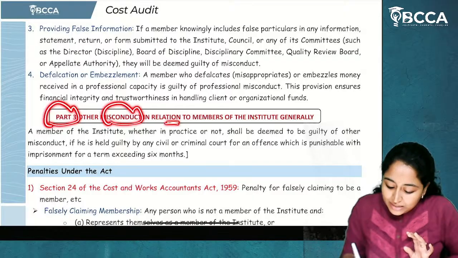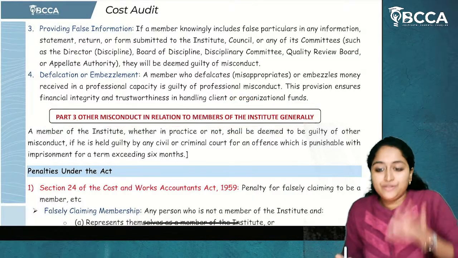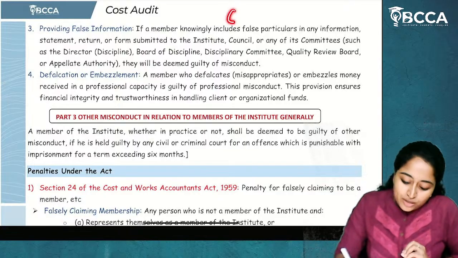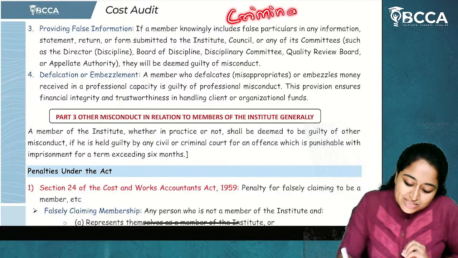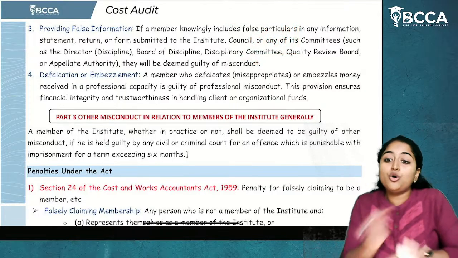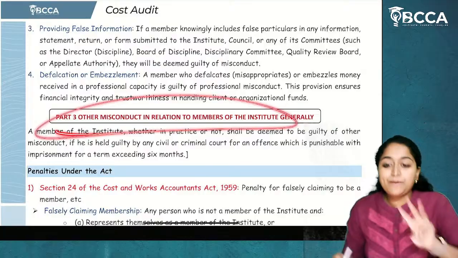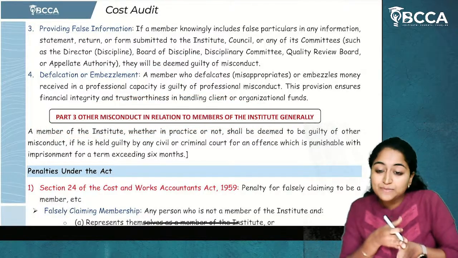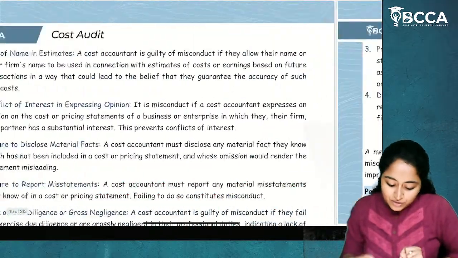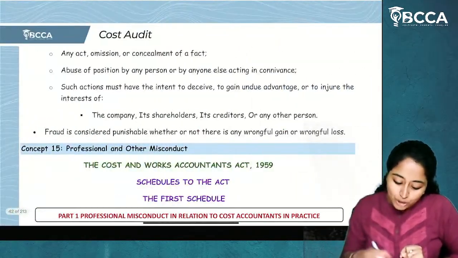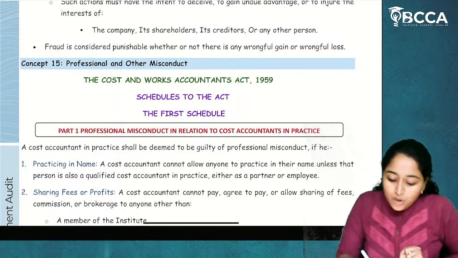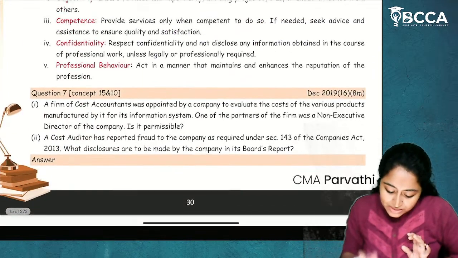Other misconduct in relation to members of the institute generally, which means if you are convicted for a fraud, even as a criminal offense or as a civil offense, and your imprisonment is more than 6 months, it is part 3 of the second schedule. If it is less than 6 months, it is part 4, first point of the first schedule. I hope it's clear. So these are the very, very important points which you have to remember for the entire concept number 15. Now, how will questions be framed from this?